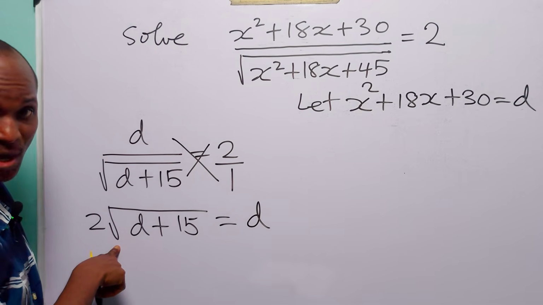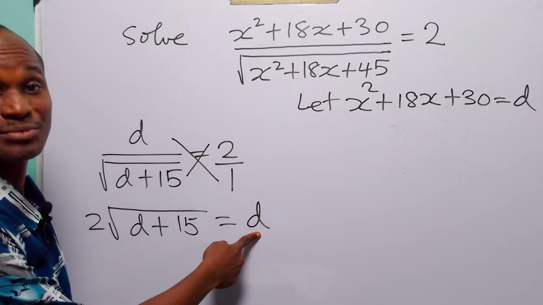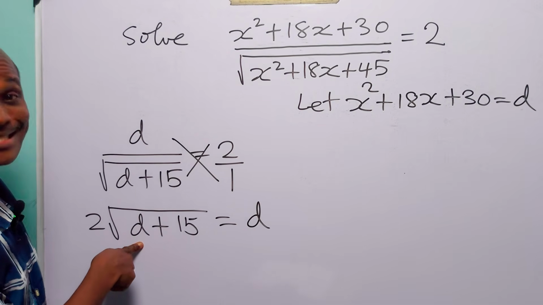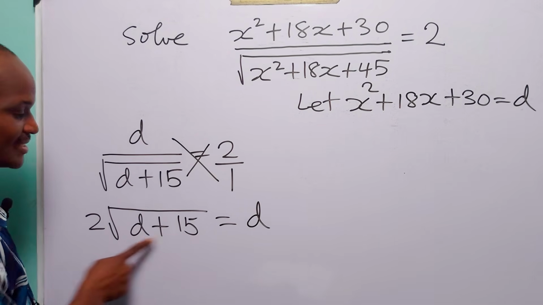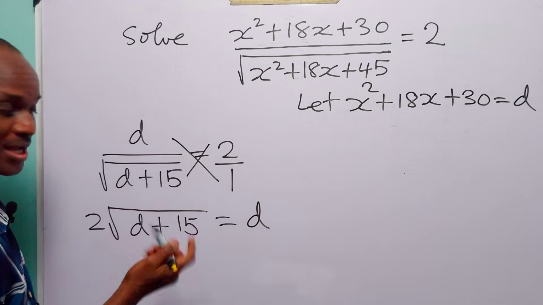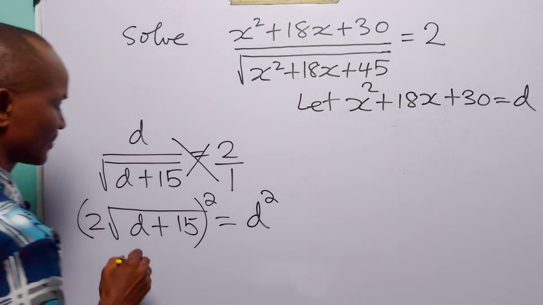Now this is a square root and it must be positive. So that means that d must be a positive number. And of course, once d is a positive number, then this square root is safe. Now to get rid of this square root, let us square both sides of this equation.